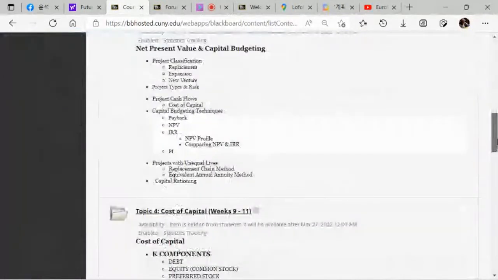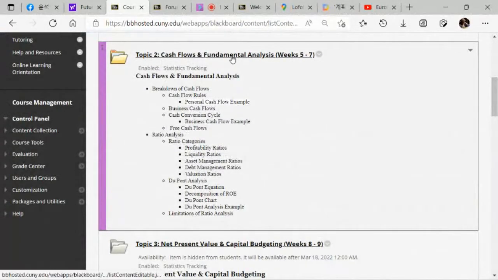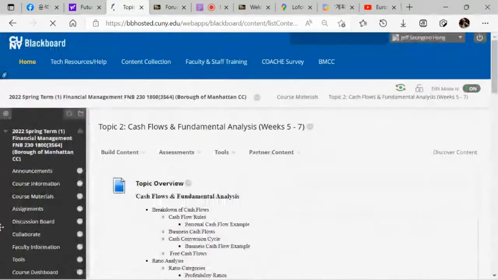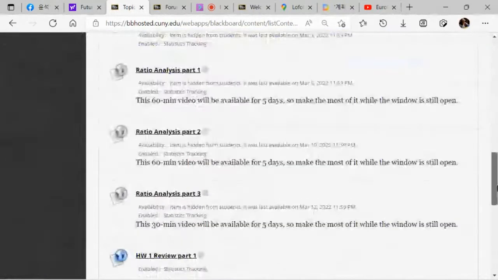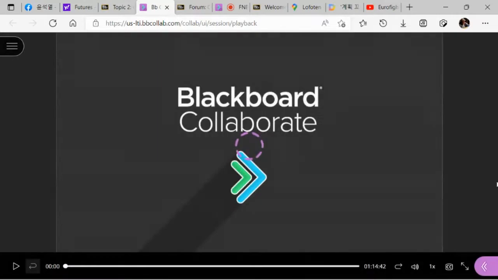So we were talking about the cash flow analysis last time, right? Let me just quickly check where we were last Wednesday.